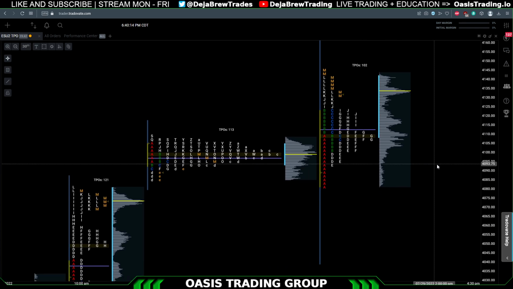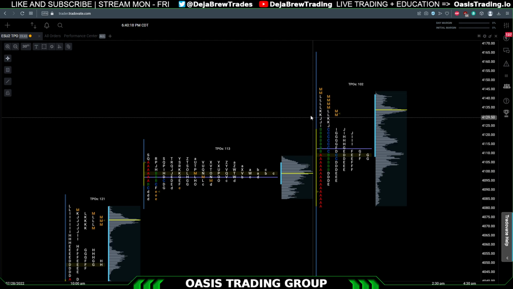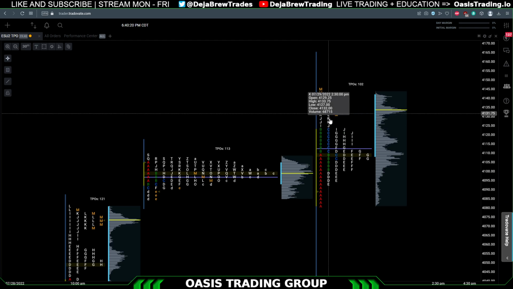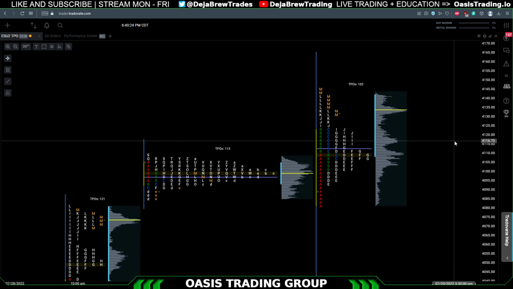Okay, so in this case, we tried to break away from that high, but it couldn't get that momentum and it started to pull back and kind of consolidate and find value back inside that initial balance. So it failed to kind of create that trend day.